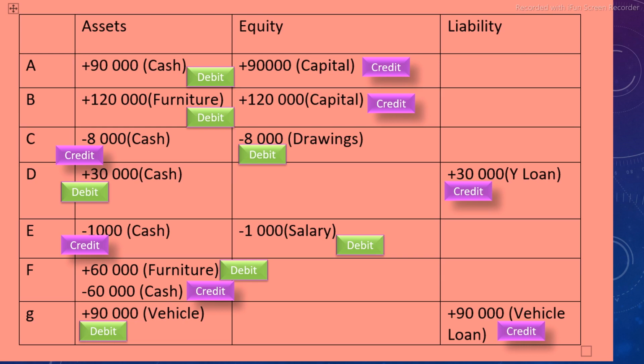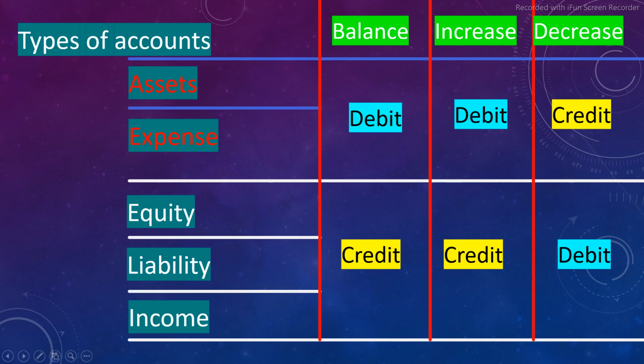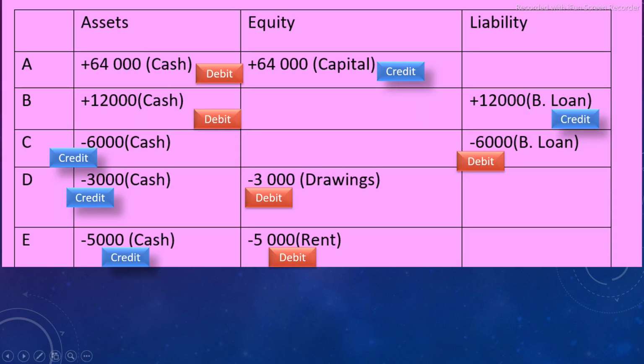This is how we transfer the plus and minus into debits and credits, based on the rules we learned: types of account and debit, credit, increase, decrease. Based on this only we found the debits and credits. Okay, once again I will come back to the same question we discussed earlier. In this we have marked the debits and credits.